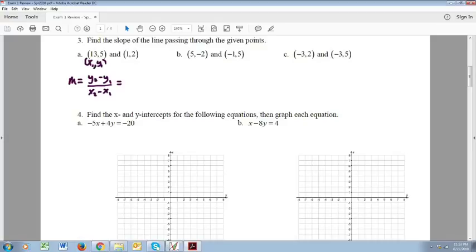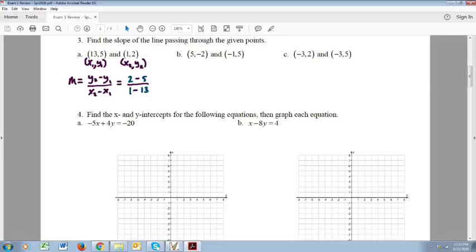So in this case we're going to call that my first point, and the second point 1, 2. And so now we just plug in the numbers. So y sub 2 would be 2 minus y sub 1, which is 5. And in the denominator we're going to have x sub 2, which is 1, minus x sub 1, which is 13. So again, I want to remind you that all we're doing is subtracting the y values of our points. That gives us the rise.